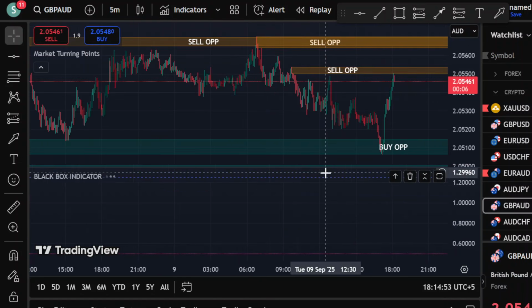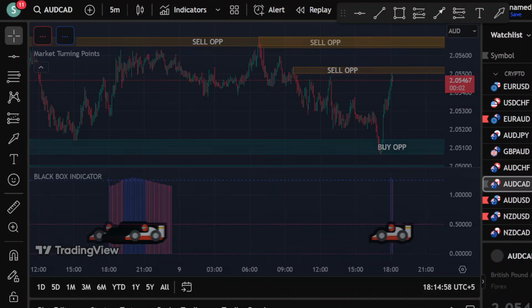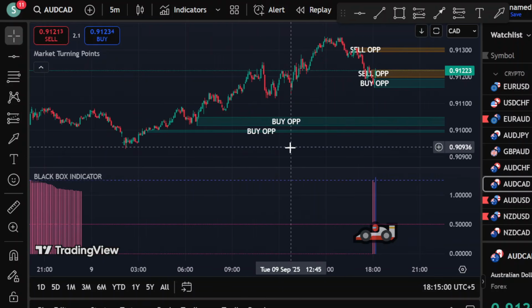So guys, this is a very powerful setup that we have developed for the market turning points, and you can use it on the lower time frames as well.